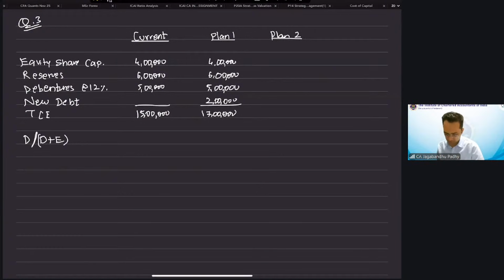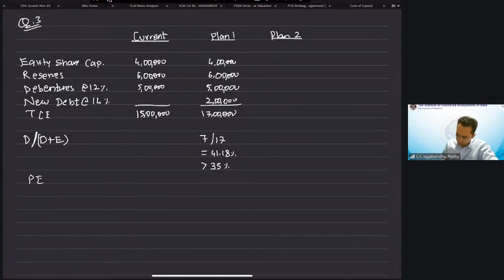So let's just try to check what's the debt to debt plus equity. So debt to debt plus equity is going to be 7 out of 17, right? 7 out of 17, that's going to be 41.18%, guys. And this 41.18% is greater than 35%. So therefore, the new debt is going to cost us 14%. And the P ratio is going to be 8, guys.